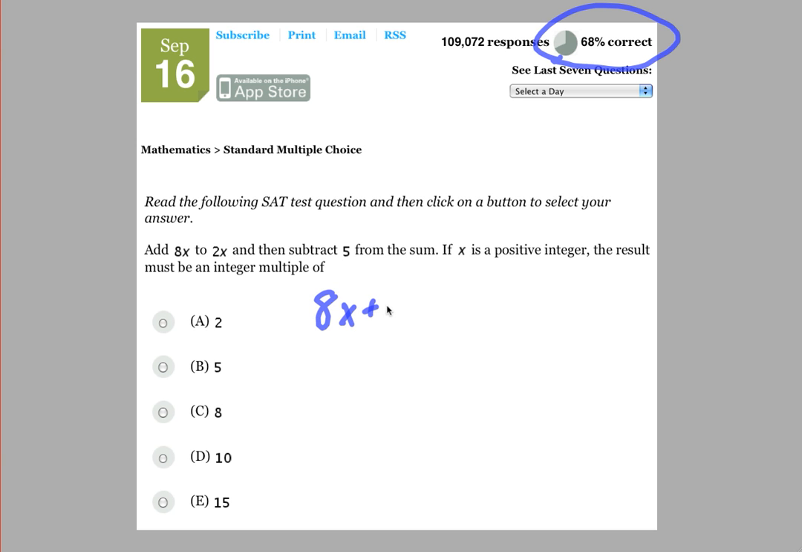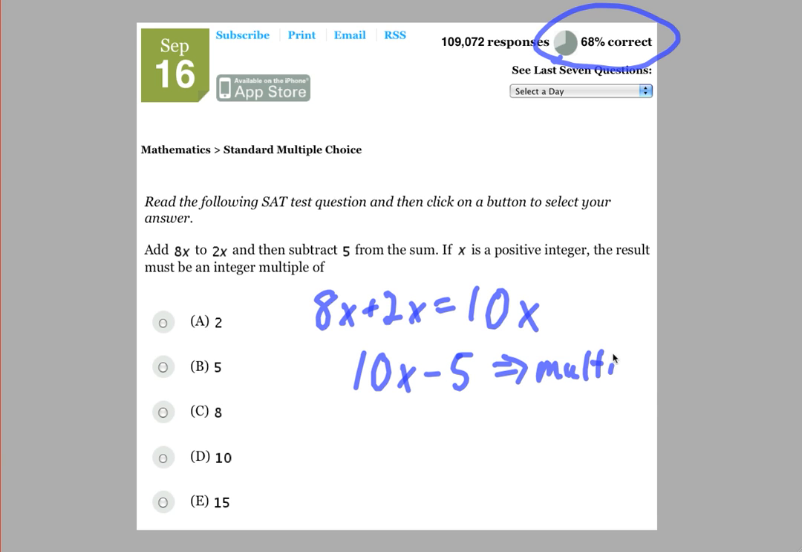So 8x plus 2x equals 10x, right? And then they want us to subtract 5 from the sum. So then we have 10x minus 5. And so the question is, the result, which is this, 10x minus 5, must be an integer multiple of... Okay, so the question is, what is this always going to be a multiple of?